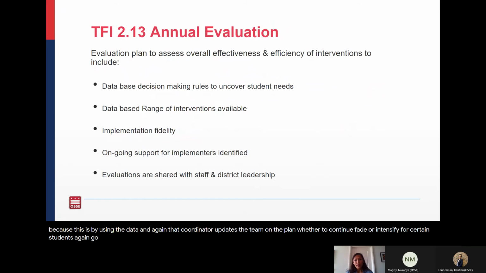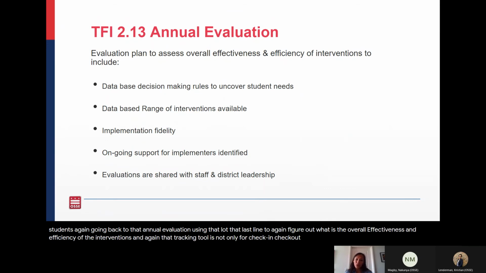And again, going back to that annual evaluation, using that last line to figure out the overall effectiveness and efficiency of the interventions. And again, that tracking tool is not only for check in and check out. You can use it for your modified check in and check out groups if you have one that's centered around academic skills or a certain social skill. Again, that is a great tool to layer on or look at your other tier 2 interventions across the board.